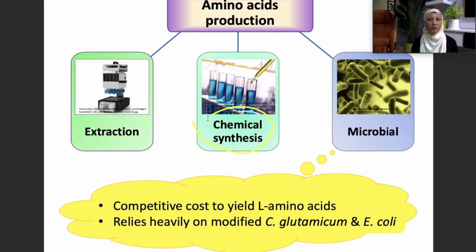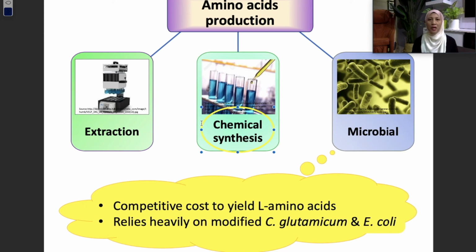Okay, so how about the production of amino acids using chemical synthesis? The use of chemical synthesis has actually been applied until now. For example, glycine, D-L-alanine, D-L-methionine, and D-L-cysteine are still produced using chemical synthesis. But please note that amino acids produced by chemical synthesis are usually in a racemic mixture. So what is a racemic mixture? It is in a mixture form, present in both L and D form.